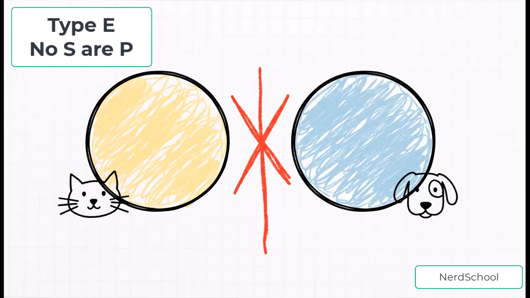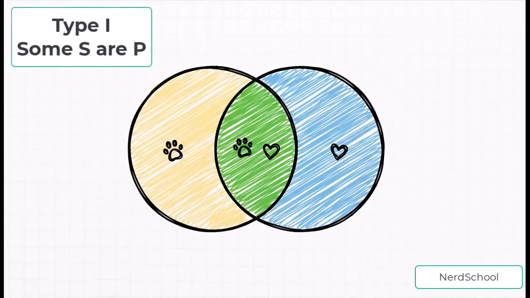Next is type E, the no statement, no S are P. For instance, no cats are dogs. And this one's even easier to picture because, believe it or not, the 2 circles S and P are just drawn completely separate with 0 overlap. They're in totally different worlds, not touching at all.